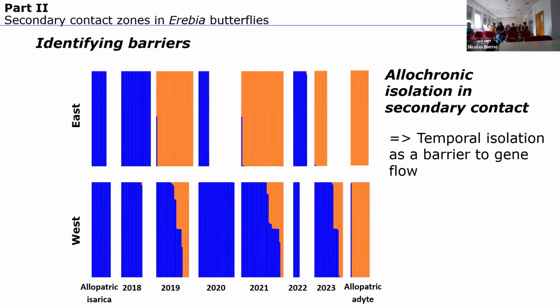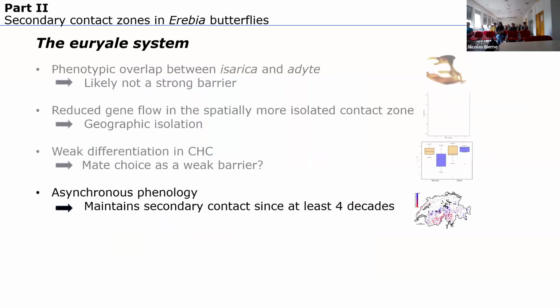So what we have here is a case of so-called allochronic isolation during secondary contact. So temporal isolation as a barrier to gene flow. And this is a case of asynchronous phenology, which seems to maintain secondary contact for at least four decades. We don't have the genomic data yet for the historical samples. This is work in progress. But yes, it's when you think you stand at the very same point from one year to another, and you just have another subspecies flying in your net.